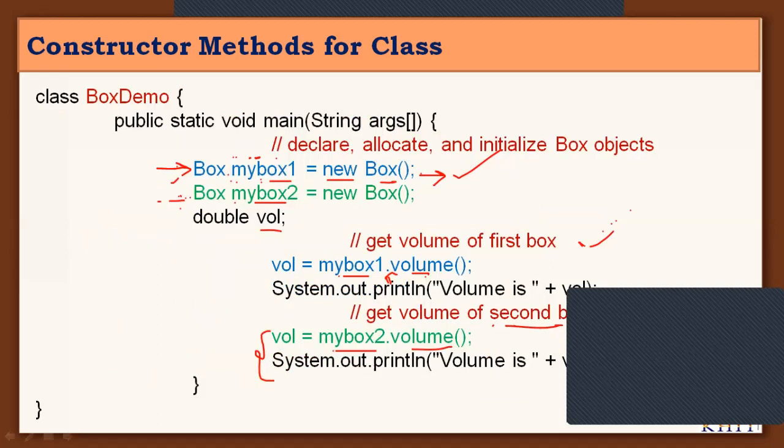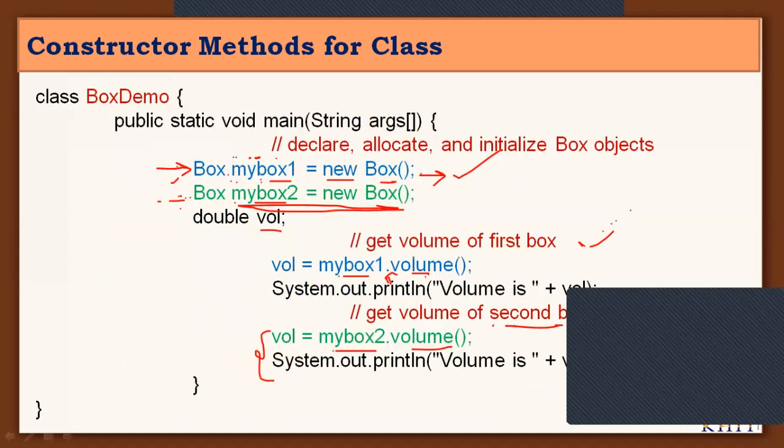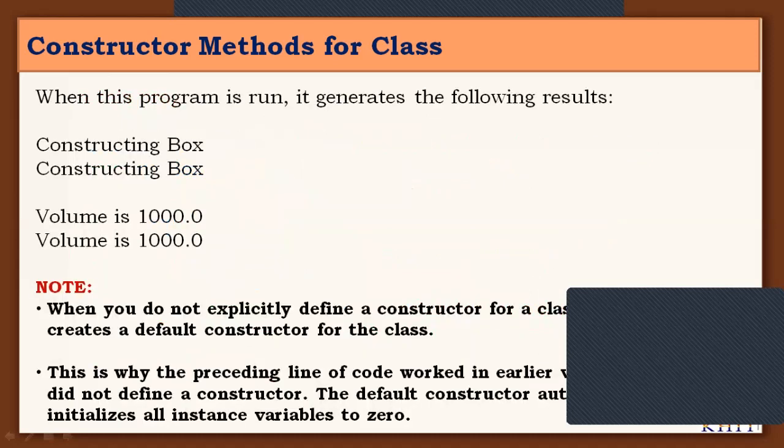And the same thing happens here by executing this statement. The same constructor will be called for this mybox2, and the same values will be initialized for the other object, mybox2. So finally, the output of these volume calculations for the volume of box 1 and the second box. When this program runs, it generates the following output.